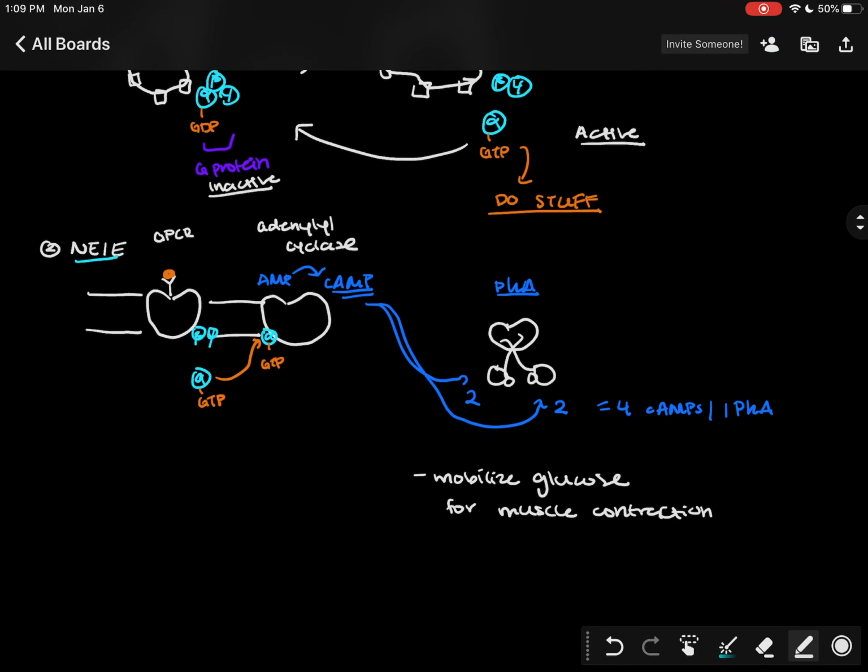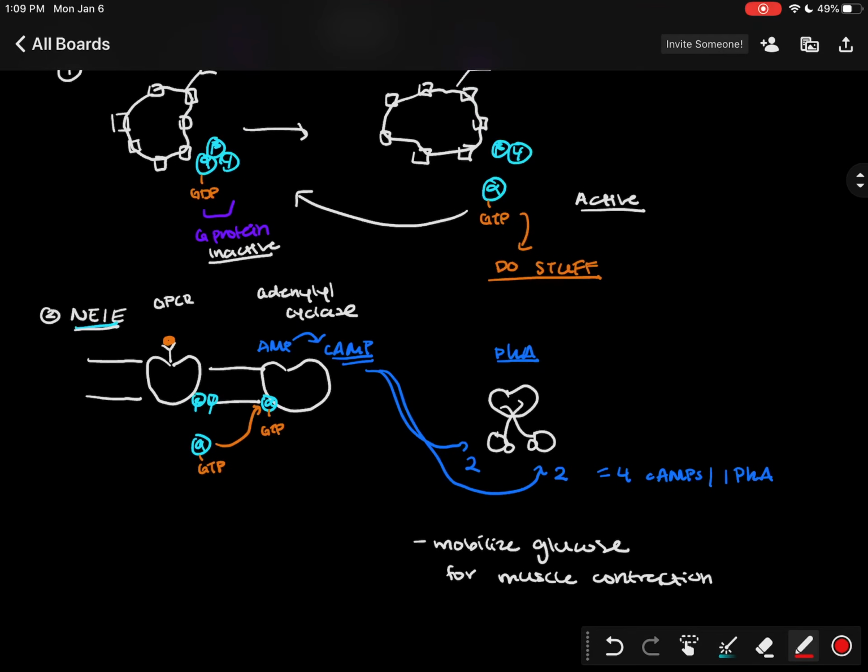Okay, so now obviously we don't want to have this pathway active all the time, specifically just for fight or flight. That's not a reaction we want all the time. That's obviously not healthy. So how are we going to inhibit this pathway? So that's what we're going to talk about right now.